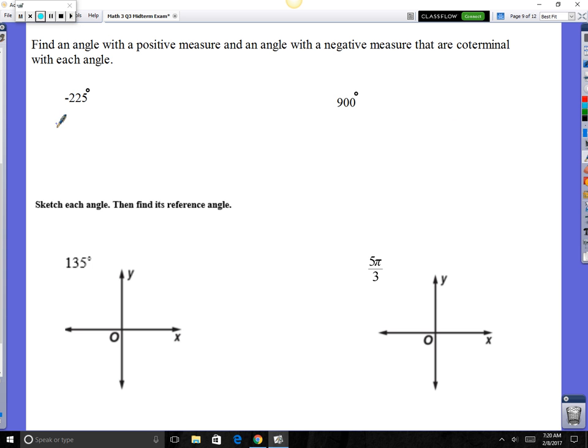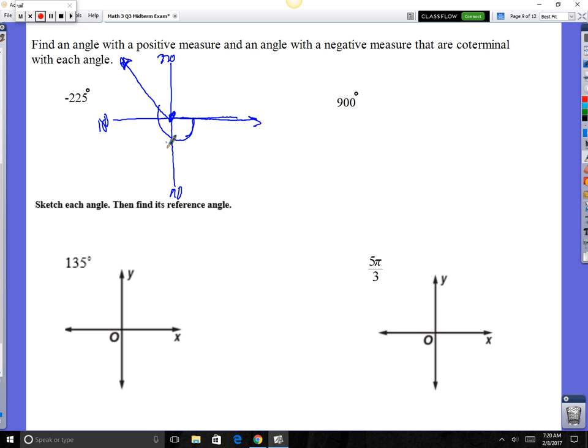Okay, the next one's find an angle that has a positive measure and one with a negative that are coterminal, so they start and stop at the exact same spot. So let's look at this one. Okay, the first one right here is negative, so we're going to go clockwise. Okay, negative 225, so if I spin negative, it's going to go this way, so that's 90, 180, 270, so 225 somewhere right in there.